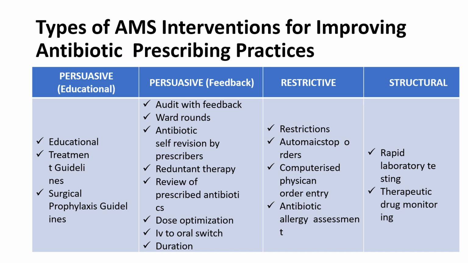Then the types of interventions for improving prescribing practices involve persuasive, restrictive, and structural. Persuasive or educational involves educational treatment guidelines and surgical prophylaxis guidelines, while persuasive feedback involves audit with feedback, ward rounds, antibiotic self-revision, redundant therapy, review of the antibiotics, and dose optimization.